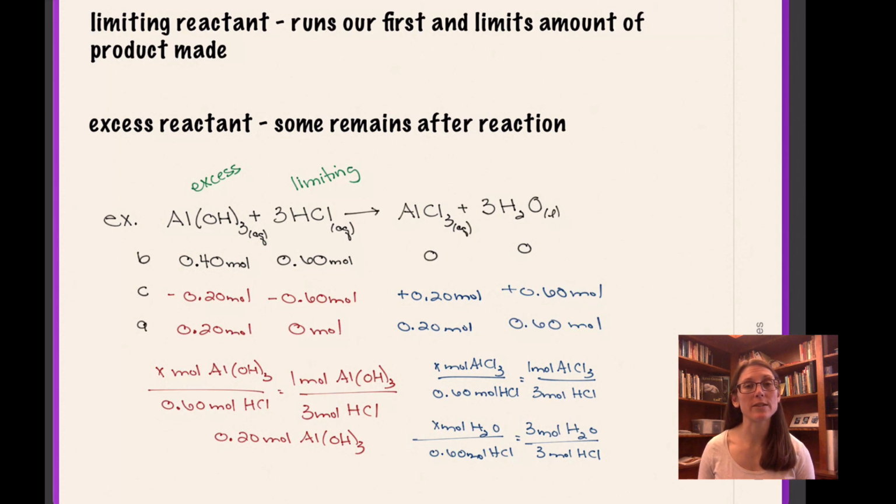Let's take a look at one more example. And on this next example, we're going to do a full stoichiometry problem. So going from masses into the BCA table in moles and then out to masses on the other side, so you can see that whole process.